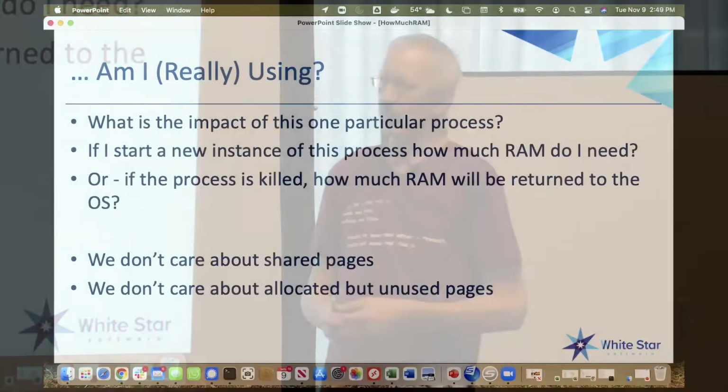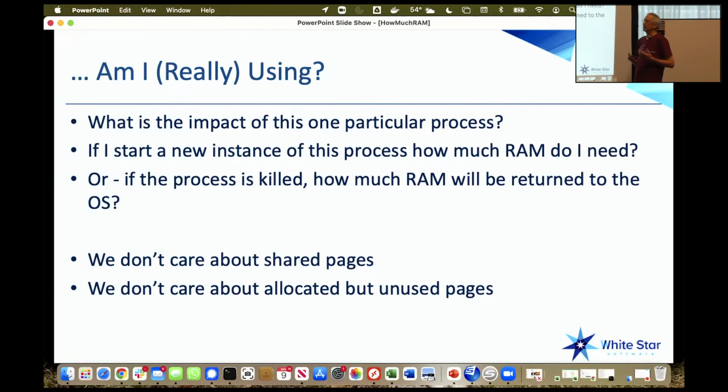The other half of the question is, how much am I really using? So there's the RAM and there's how much you're using. And what people mean by that is, what is the impact of this one particular process? So if I start up a new app server session or I start up a new Progress client, how much additional memory impact does that have? That's the hard thing for people to figure out.